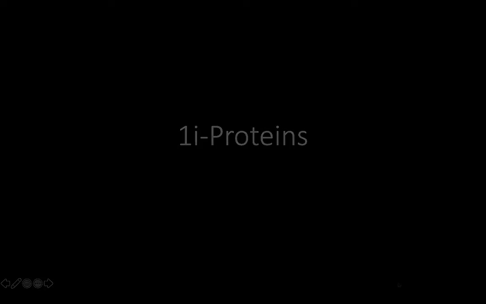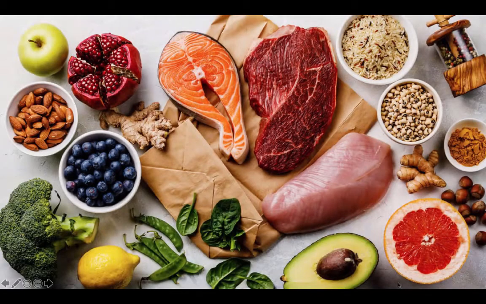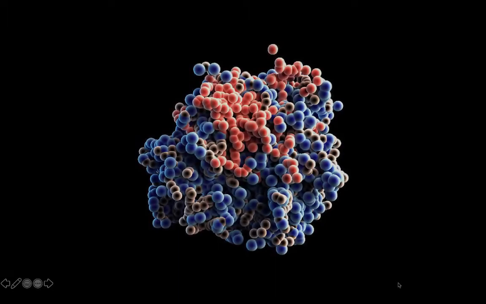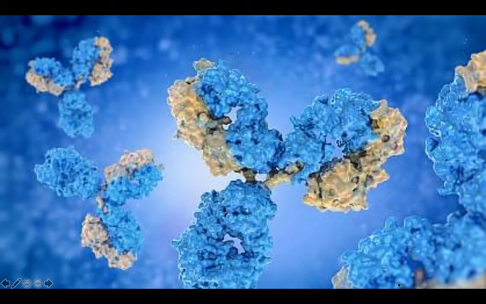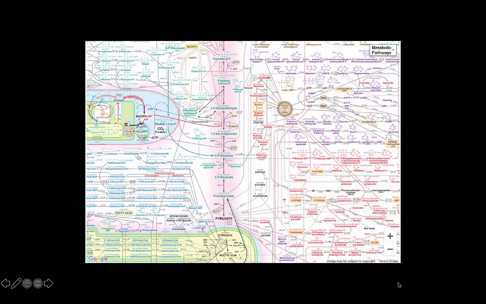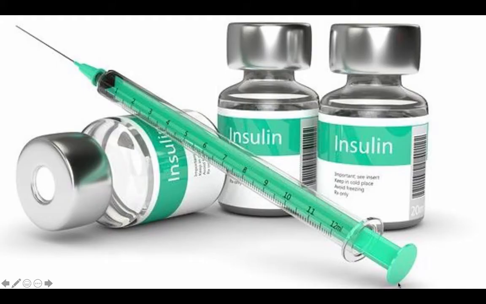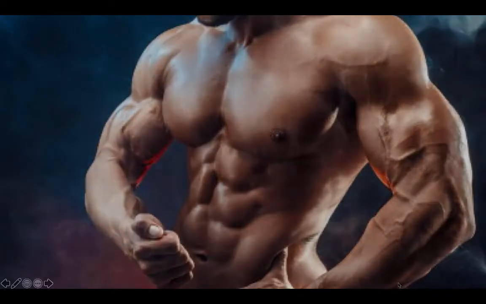Lesson 1I, Proteins. All of these foods are protein-rich. Proteins are large, complex molecules that have many important structural, functional, and regulatory roles in the human body. Some proteins in the human body include antibodies to fight infections, enzymes to carry out the thousands of chemical reactions in the body, hormones like insulin, and muscle and hair fibers.